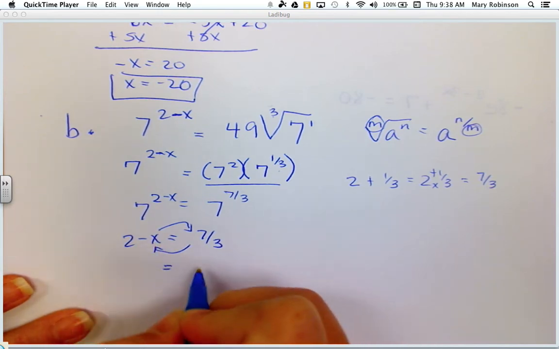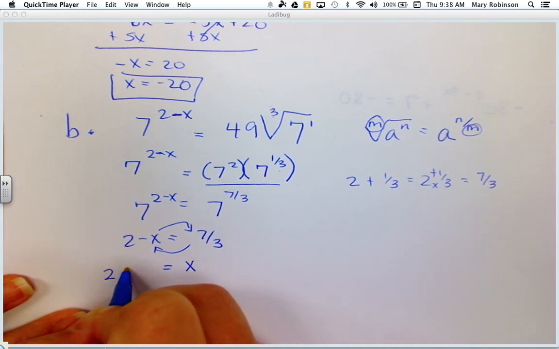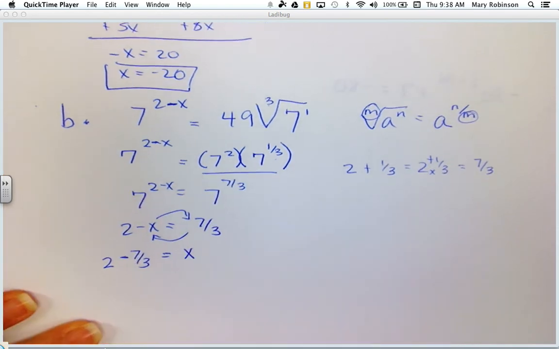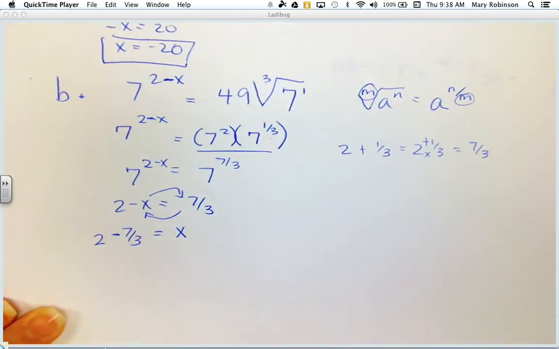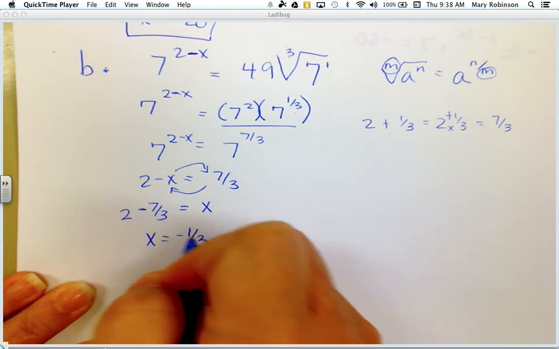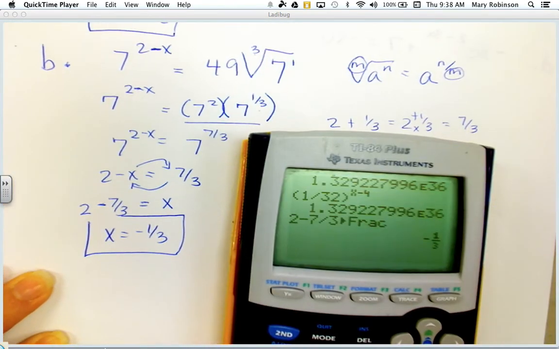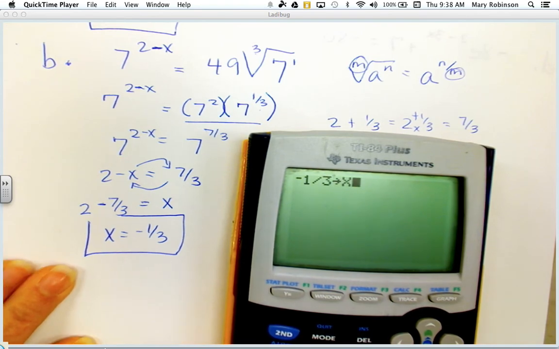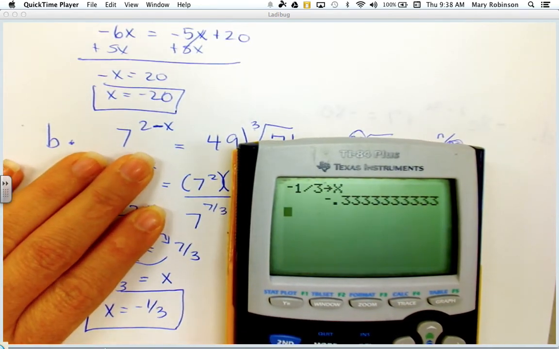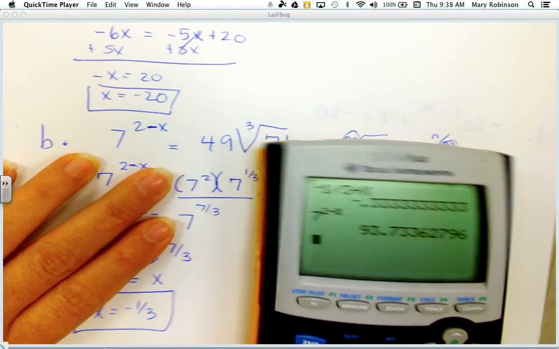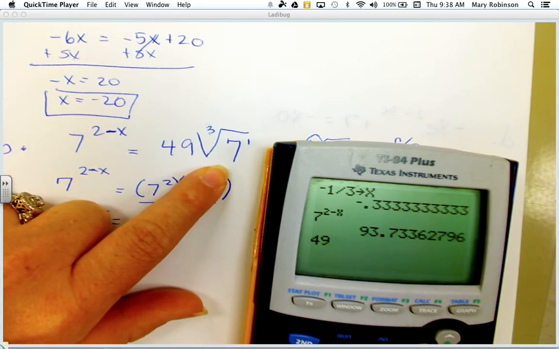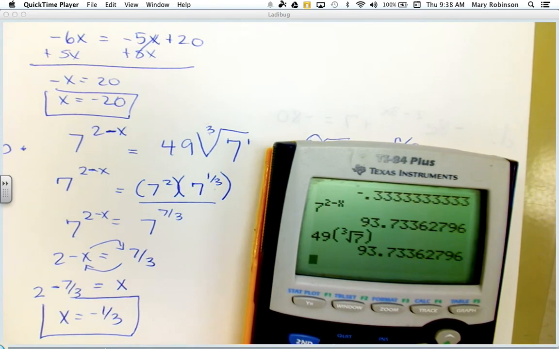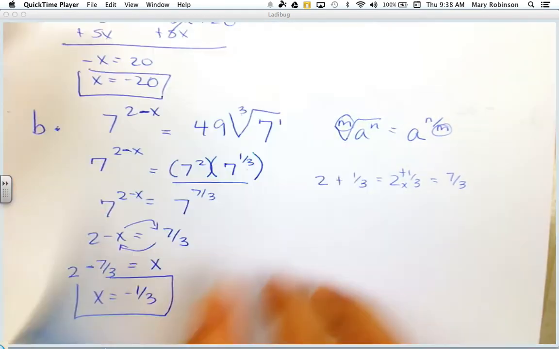So my negative x, when I add it, I get positive x, and over here I end up with 2 minus 7/3. Don't even make it complicated, just type in 2 minus 7/3 in your calculator, math, enter, and we get negative 1/3. So let's make sure we store it and check it. Negative 1/3, store as x, and then go back to the original problem. 7 to the 2 minus x, and then 49 times the cube root of 7. So we can type math 4 to get cube root, and they are equal, which tells us x is negative 1/3.